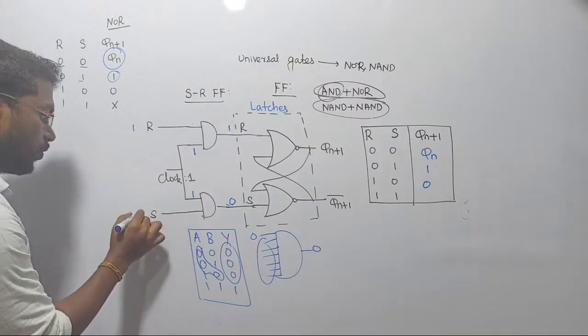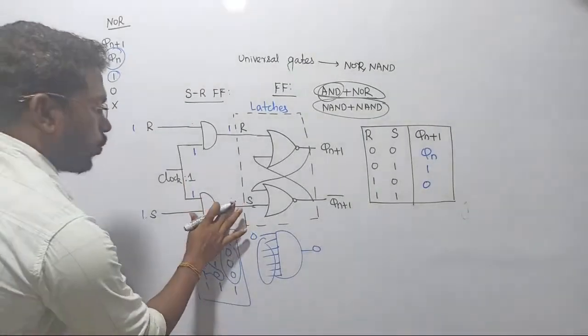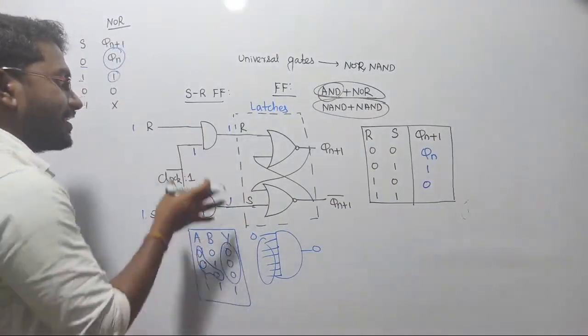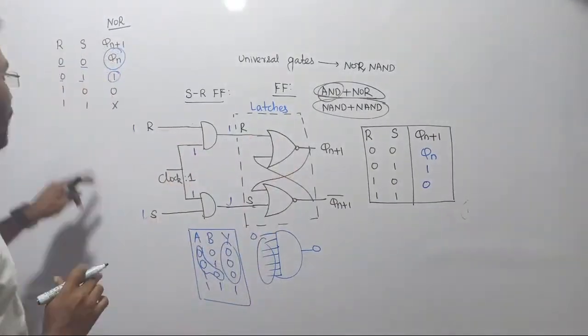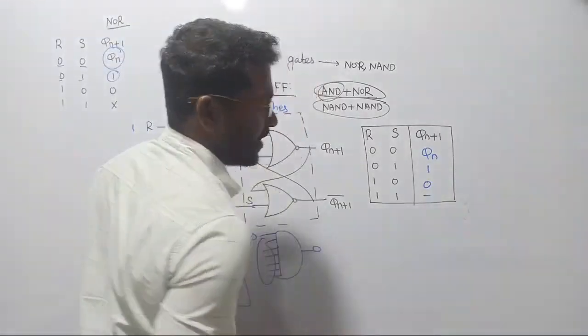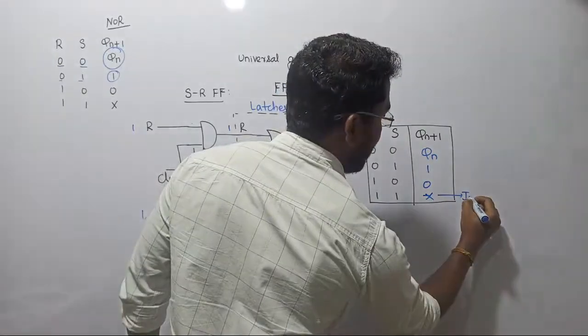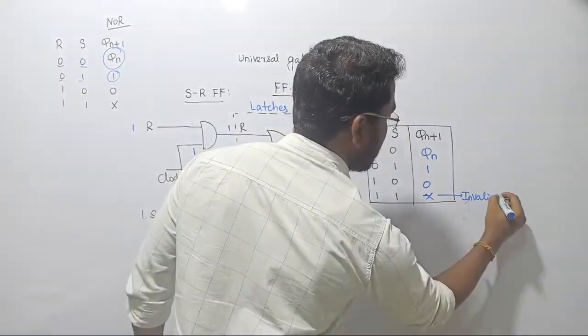Now when we are passing 1 1, let's see, 1 into 1 will give you 1, 1 into 1 will give you 1 only, such that 1 1 is going to be the input for your latches. Whenever we are passing 1 1 through the latches, the output state is simply called invalid state, or we can simply put don't care. This state is called what? Invalid state.